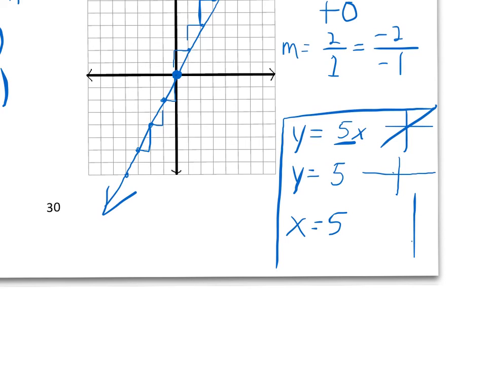Let's draw out these coordinate planes quick, because I think that'll help us. So here are my lines on here. Again, here are my lines. That's just kind of a little cheat sheet reminder.